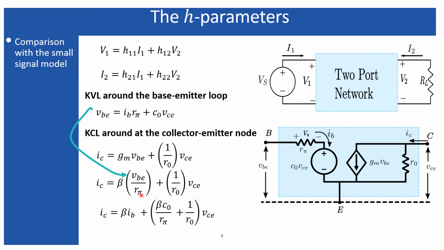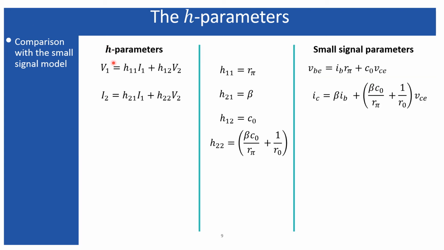Now let's compare these two equations with our findings in the case of the bipolar junction transistor. On the left hand side, I place these H parameters, and on the right hand side I place the small signal parameters that I obtained in my last lectures, and in the middle I have shown the relation between them. So let's try to understand why I have written H11 as R pi and H21 as beta, and all other things as I have shown over here.